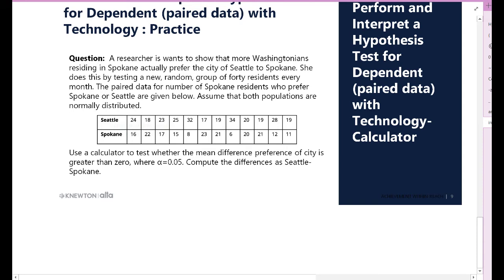Because as you peek at this, you see that there are some sample sizes that are smaller than 30. Anyways, use a calculator to test whether the mean difference preference of city is greater than 0. Use alpha of 0.05 and compute the differences as Seattle minus Spokane. What that means is that our mu d is going to be the mean of the differences between Seattle minus Spokane. That's because they told us that's how we're going to define our difference.